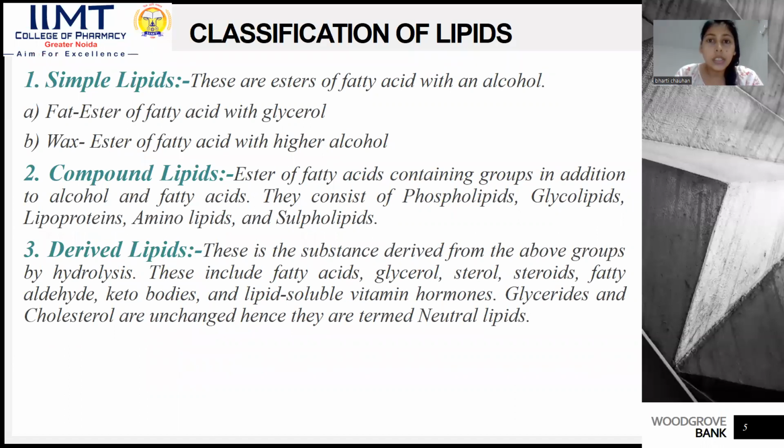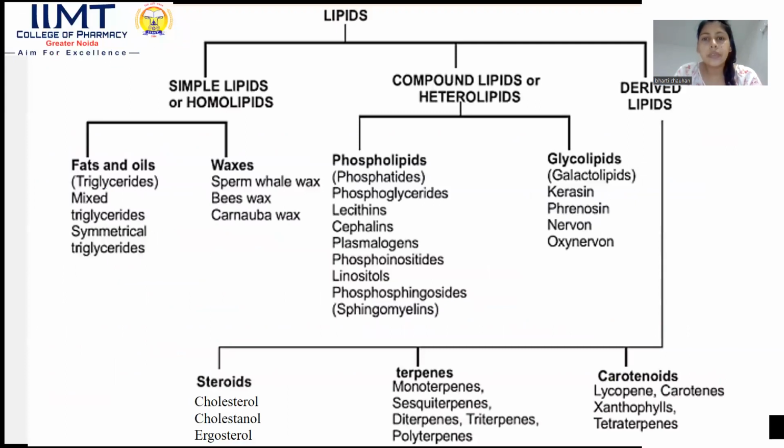Now, about the classification of lipids. Lipids, as you can see in this flow chart, are basically of three types: simple, compound, and derived. What are simple lipids? Simple lipids are esters of fatty acid with an alcohol in its structure. Further classification of simple lipids will be fats or oils, and waxes.